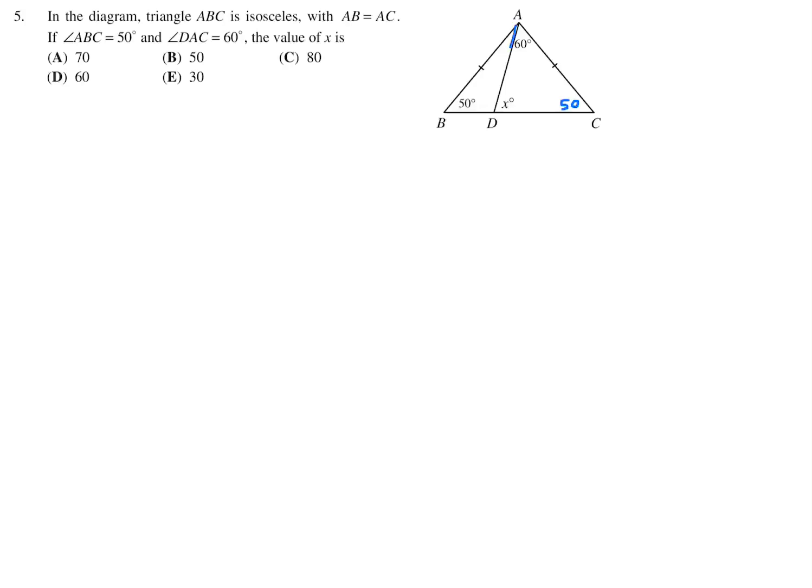Now, in this triangle right here, the sum of the angles is 180. So that means x plus 50 plus 60 is 180 degrees. And therefore x plus 110 is 180. X is equal to 70. So number 5, the answer is A.